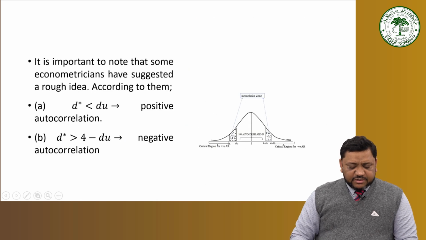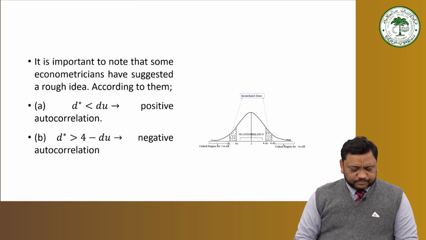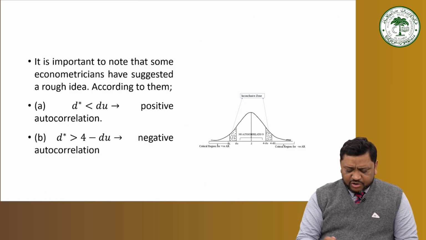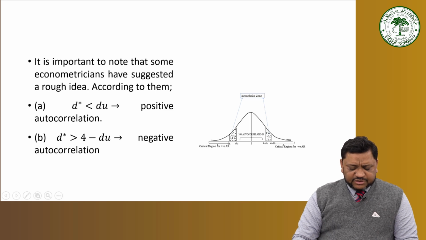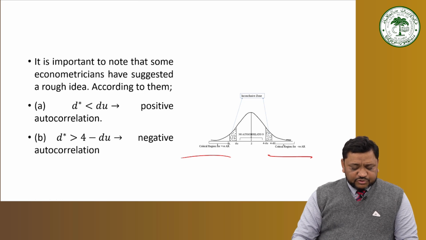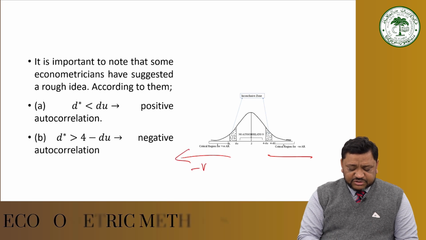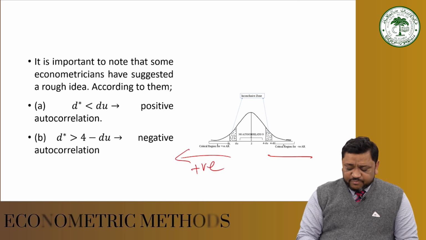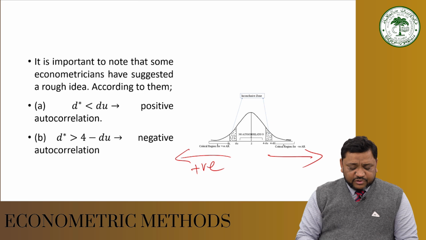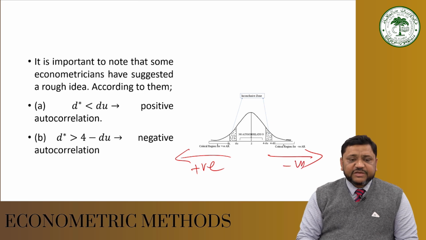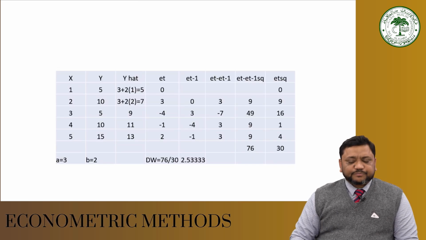There is another rough idea we have already got: when it is positive, this side is positive, and this side is negative. We have got an idea of that. So what it is saying is, if d asterisk is less than dU, it is a case of positive. If it is more than 4 minus dU, it is a case of negative.